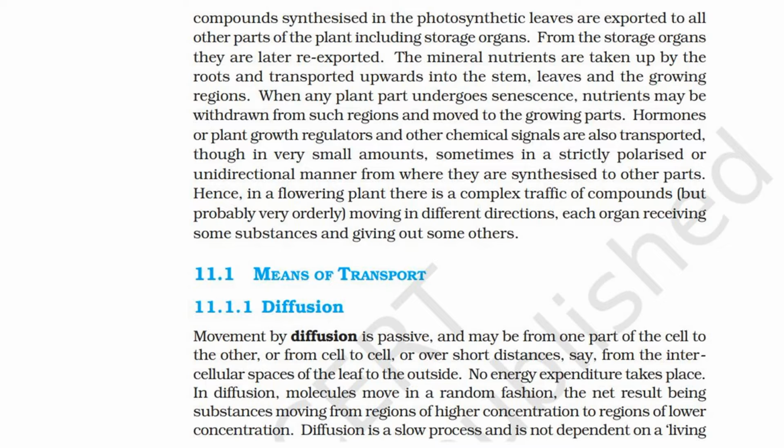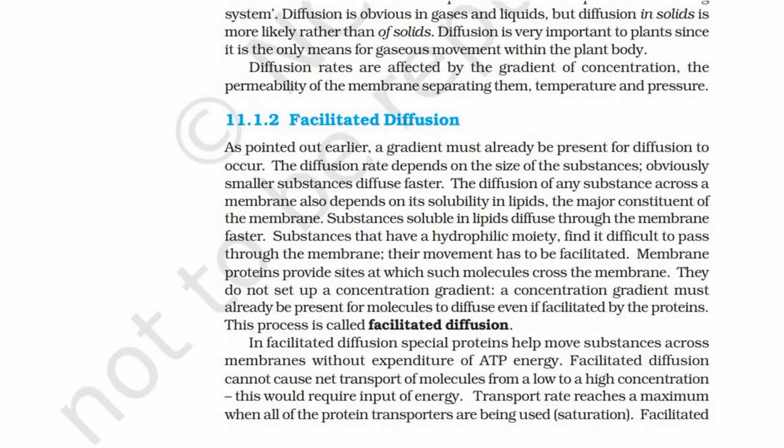Means of transport. Diffusion. Movement by diffusion is passive, and may be from one part of the cell to the other, or from cell to cell, or over short distances, say, from the intercellular spaces of the leaf to the outside. No energy expenditure takes place. In diffusion, molecules move in a random fashion, the net result being substances moving from regions of higher concentration to regions of lower concentration. Diffusion is a slow process and is not dependent on a living system.